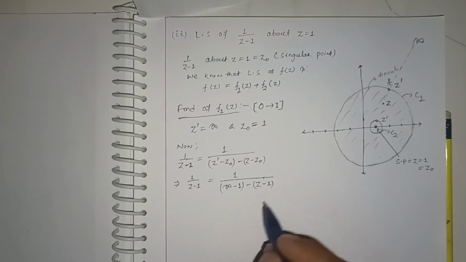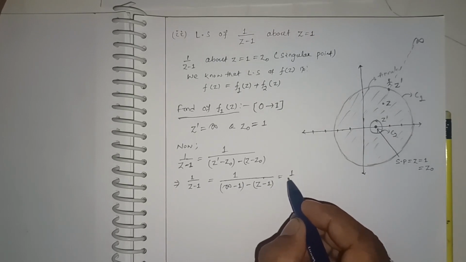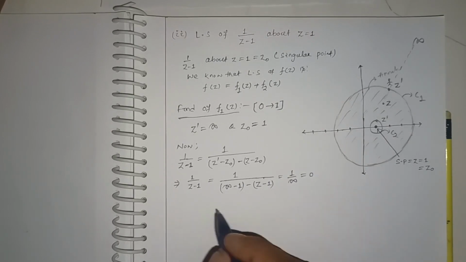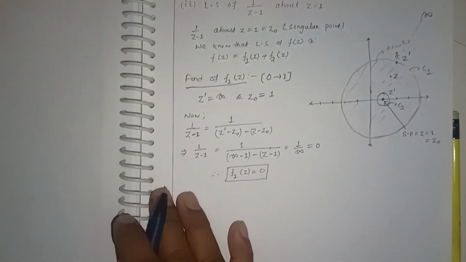Here you can see infinite minus something will be infinite. So the denominator is nothing but infinite value. 1 by infinite will be equal to 0. So f1(z) finally we found is 0. Now we are going to find f2(z).